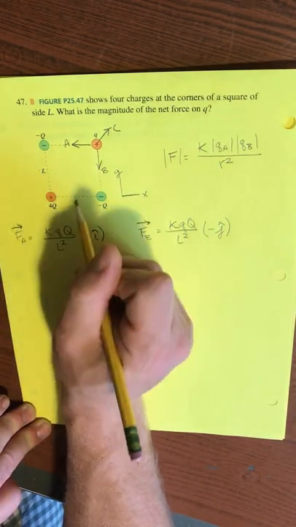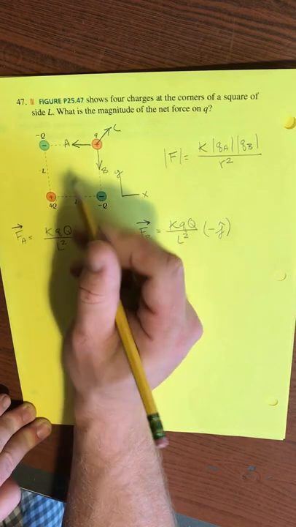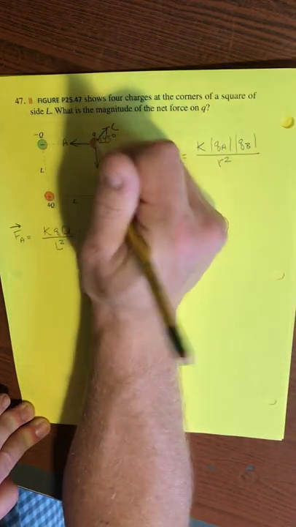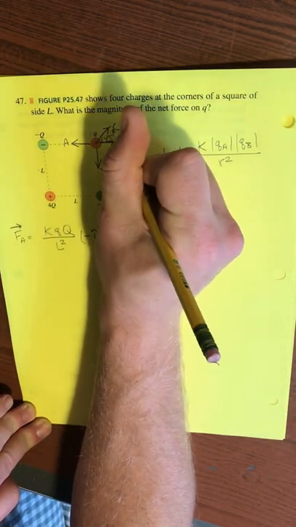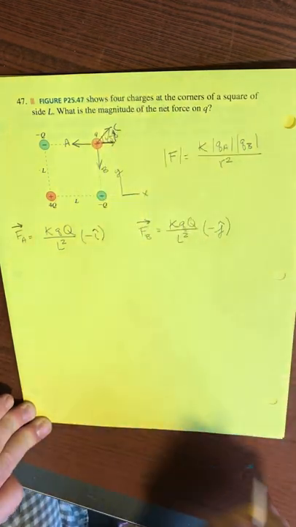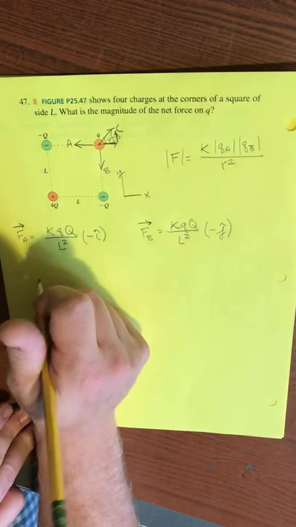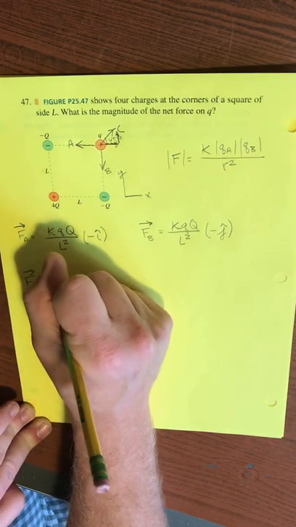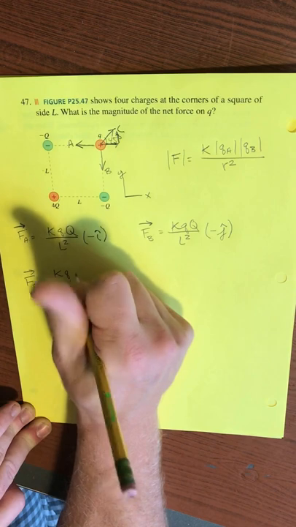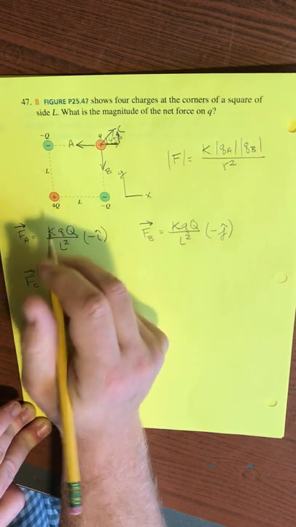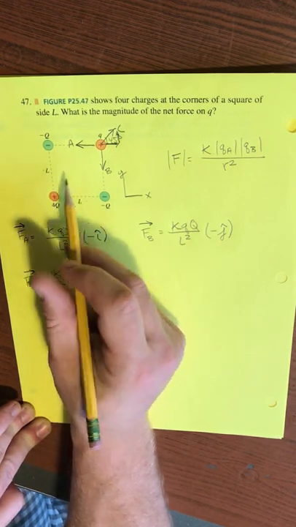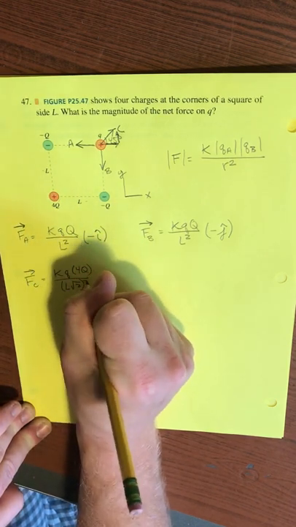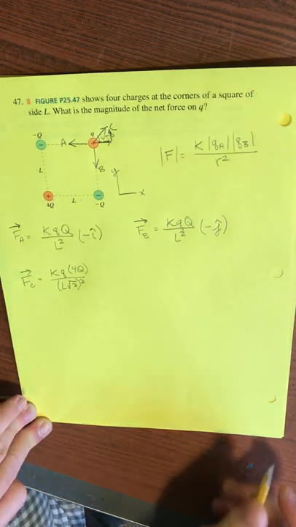Now, since this is a square and both sides of this square are L, this angle here is going to be 45 degrees. And our force C can be broken up into a piece that points along the plus x direction and a piece that points along the plus y direction. So force C is going to be equal to K times little q. And in this case, we have four big Q. And the distance here is not going to be L, but it's going to be L times the square root of 2, applying our special right triangle for a 45, 45, 90.